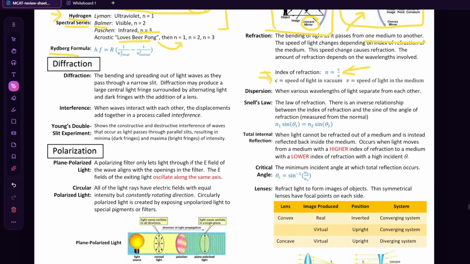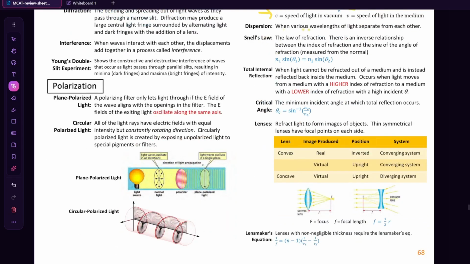So that's refraction. And then dispersion happens when different wavelengths of light separate from each other. So for example, when you have different wavelengths of light, that means you have different colors. So different colors get refracted by slightly different amounts as they pass through material, because a material's index of refraction depends a bit on their wavelength. And that's exactly why a prism would split white light into a full rainbow, because each color bends by a slightly different amount, which fans them apart.